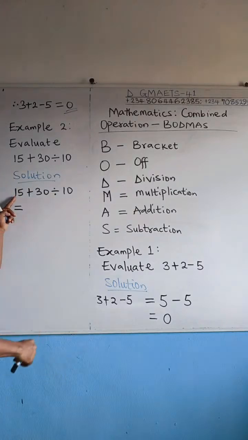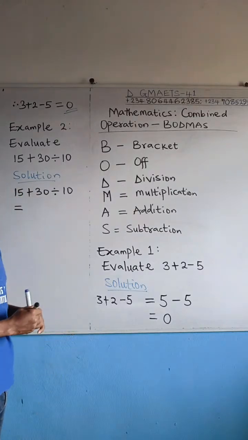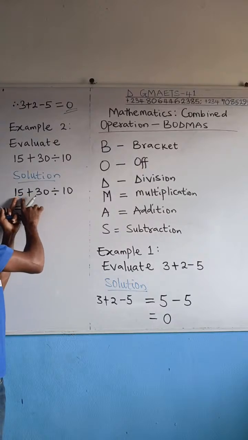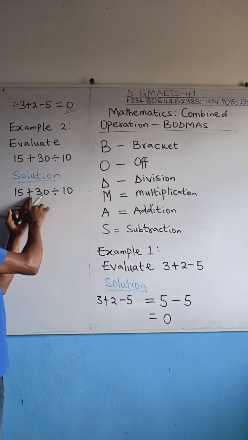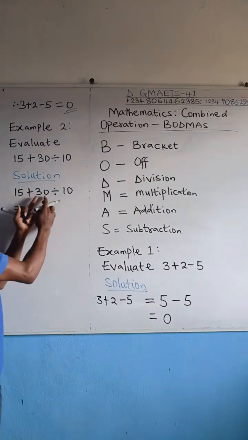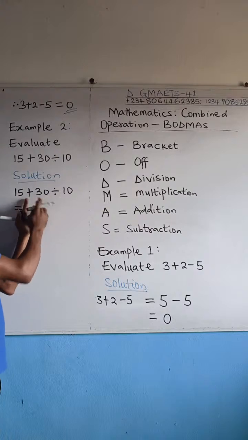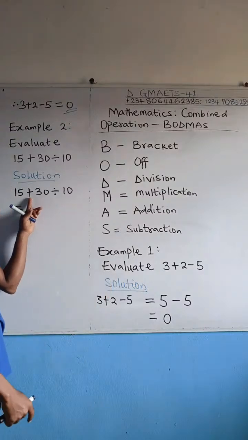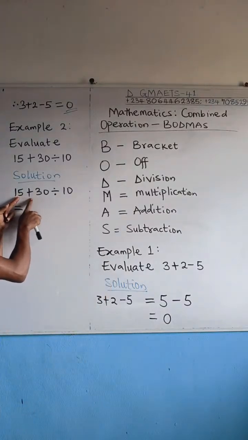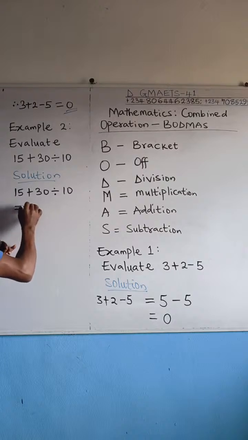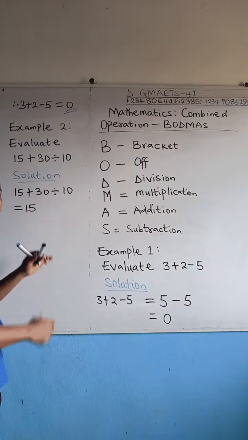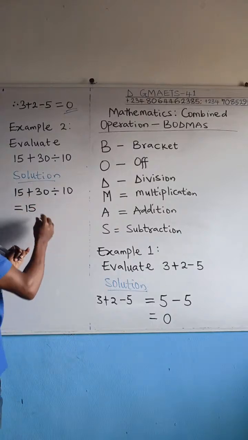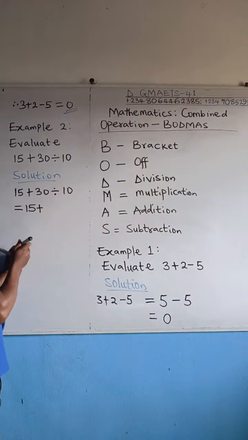Which means this 15 will remain as it is. After 15, you have 30. Before this 30, you have plus. So between 15 and this second number, 30, you have plus. You cannot do plus before divide, following this BODMAS. That is why you don't touch this part first. Leave the 15 the way it is. So I will bring down the 15. After 15, you have plus.